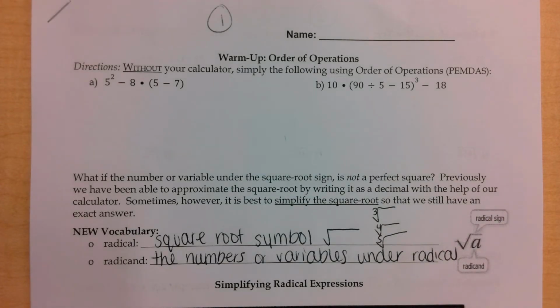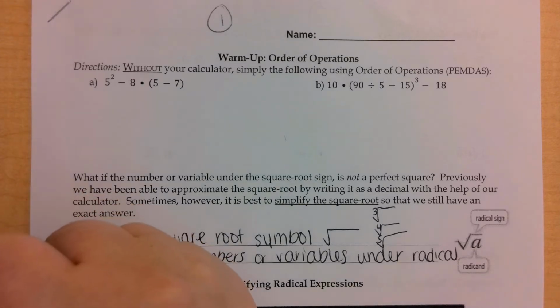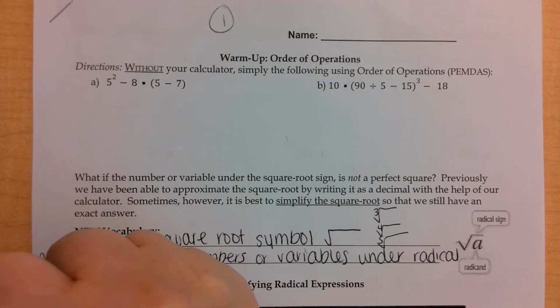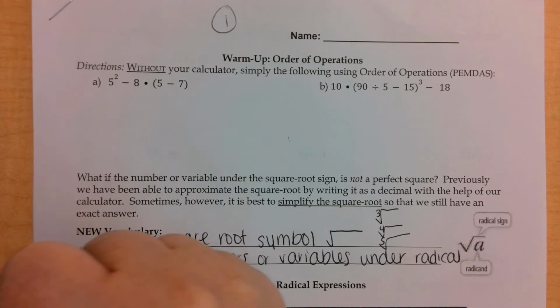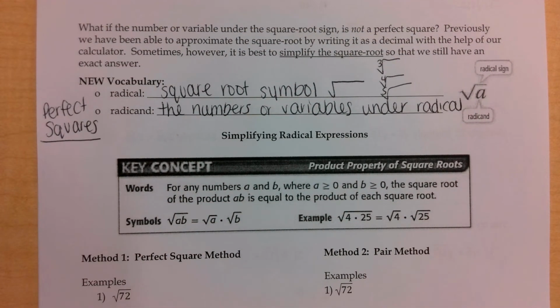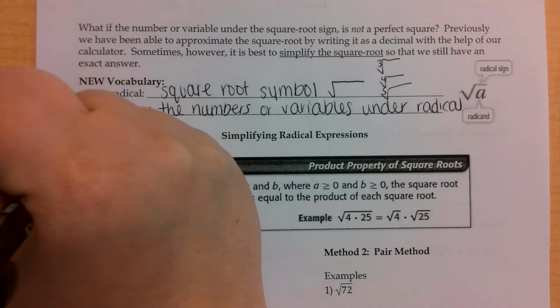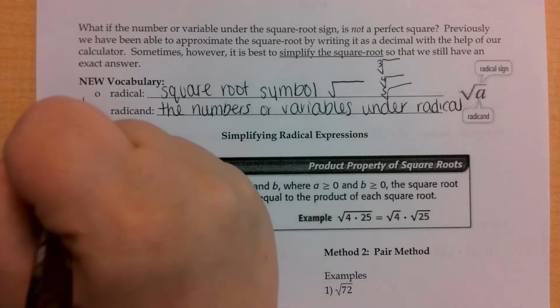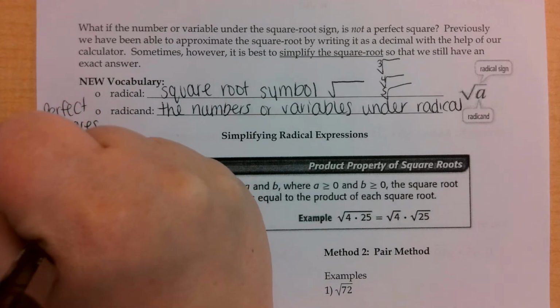Alright, something very helpful that I like to do is my perfect squares. So I'll make a list of perfect squares. And our perfect squares are when we multiply the same number. So like 1 times 1 is 1, or 1 squared is 1. 2 times 2 is 4, or 2 squared is 4. 3 times 3 is 9, or 3 squared is 9.